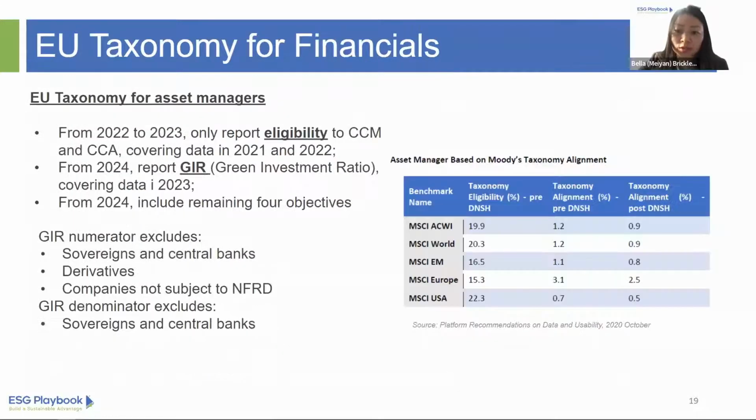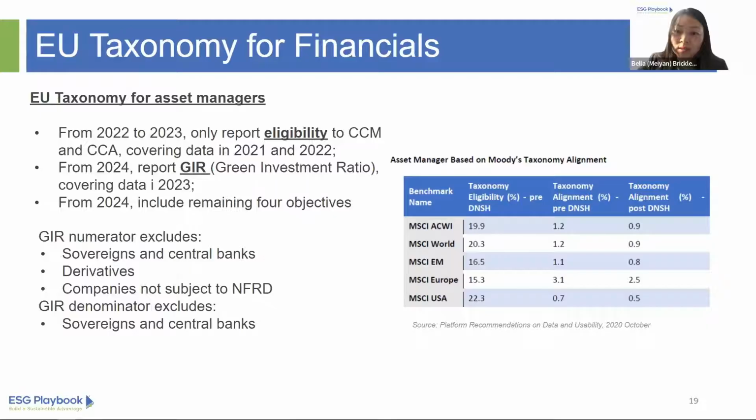Moving on to the asset managers, green investment ratio should be used to measure the degree of taxonomy alignment. So the value is a weighted average of alignment ratio based on the turnover or CapEx KPIs disclosed by investee companies. The weighted average is the sum of investment weights multiplied by the KPIs. Could be turnover or CapEx. So based on Moody's data, the eligibility and alignment of the major index is still very low at this moment. And also not many asset managers fall in the scope of NFRD. So there is a lack of reporting among asset managers right now.